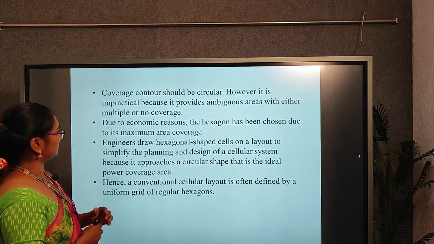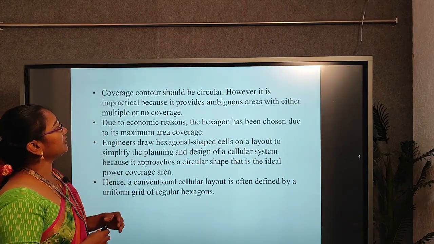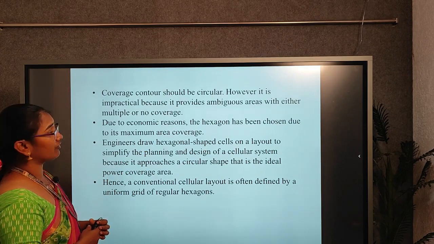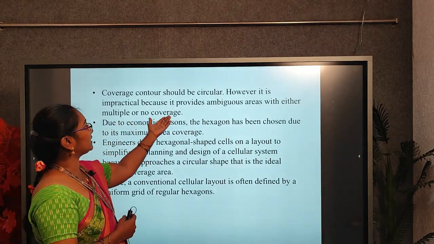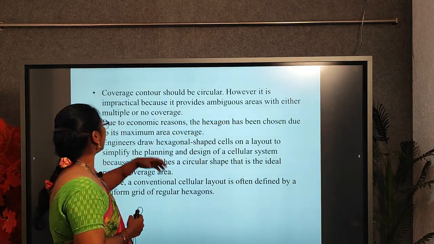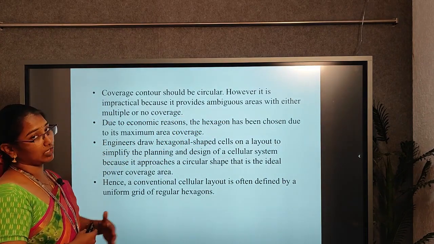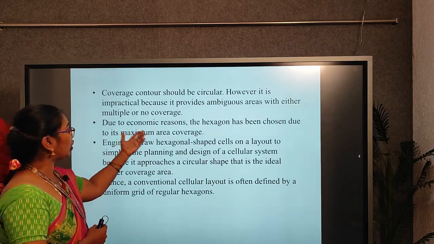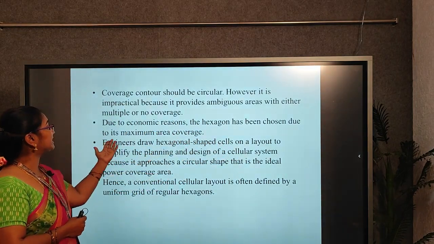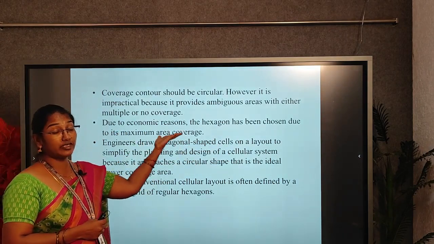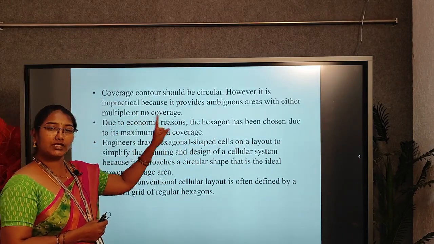The coverage contour should be circular, what the coverage should be like. Okay, however it is impractical because it provides ambiguous areas with either multiple or no coverage. Okay, due to economic reasons the hexagonal has been chosen due to its maximum area coverage. Due to its maximum coverage area, hexagonal is chosen.